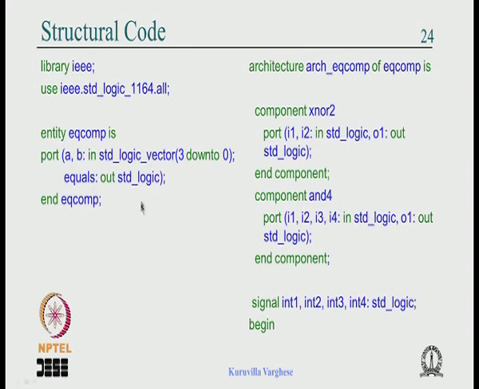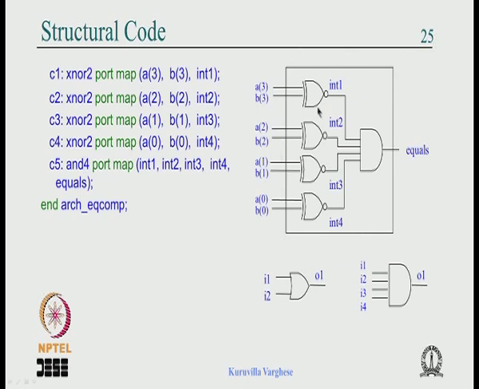This is the library and entity. In the architecture declaration region we are declaring the XNOR component with its ports, and the AND4 component with its ports, and the internal signals. And in the statement region we are forming this netlist by instantiating and forming the formal to actual pin mapping. That means I1 is mapped to A3, I2 is mapped to B3, and O1 is mapped to INT1, and so on for all the 4 components. And this is called positional association.